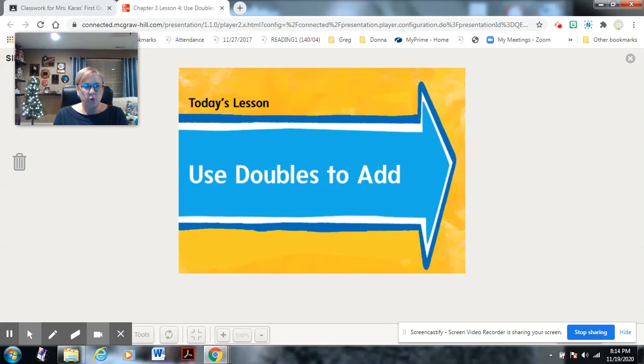Before we begin, I'd like you to be sure that you have your math textbook, your connecting cubes, your two-sided counters, a pencil, a whiteboard, and your marker. Okay? All right, so today's lesson is using doubles to add. Before I go further, think about what's a double. What does double mean? How many of something? That's right, 2.